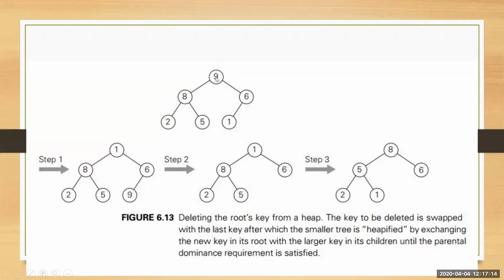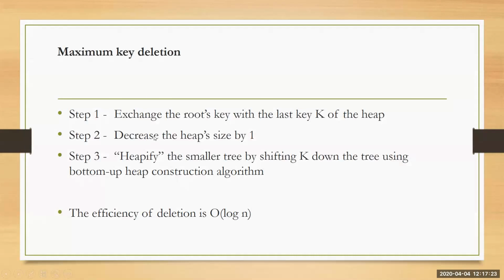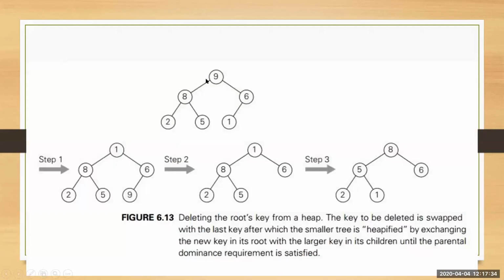Now, if I want to apply the delete operation, which is one of the operations of the priority queue, let us see what happens. You have to exchange the root key with the last key of the heap. That is the first step. So 9 is the largest element. If you want to delete this 9, you have to exchange it with the last leaf of the tree. The last leaf is 1. So 9 is exchanged with 1. This is the first step.